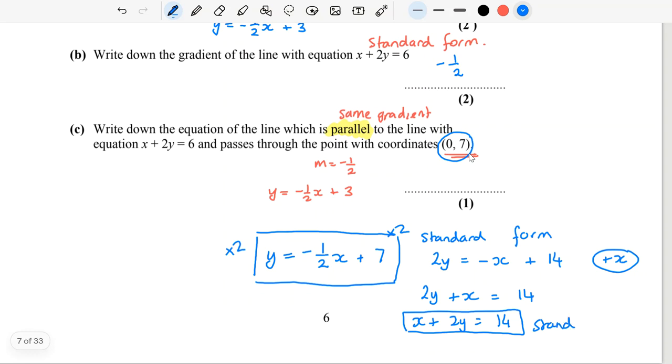Now, standard form, you'll notice, does not have fractions. So we always have to multiply out to get rid of fractions.